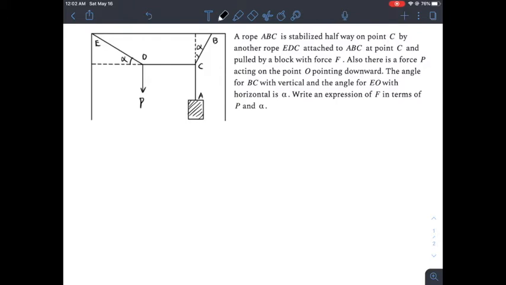Today we have a rope ABC stabilized halfway at point C by another rope, EDC, attached to ABC at point C and pulled by a block with force F. Also, there's a force P acting on point O pointing downwards. The angle for BC with the vertical and the angle for EO with the horizontal are both alpha. Write the expression of F in terms of P and alpha.